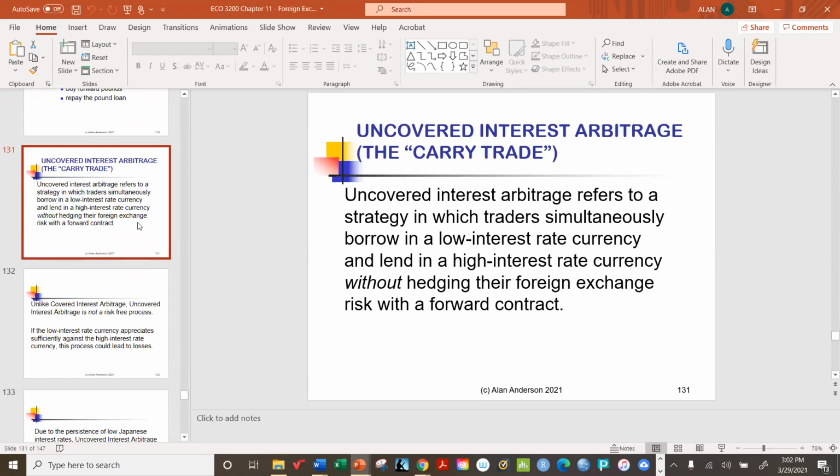The reason why we don't call it an arbitrage is that it's not risk-free. We're not going to enter into a forward contract in this case. Instead, there's a bit of a gamble involved. Now, this is something that used to be very popular with traders a long time ago when Japanese interest rates were much lower than American interest rates. In fact, a lot of this carry trade took place between the dollar and the yen.